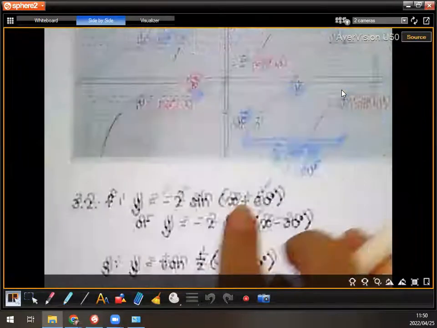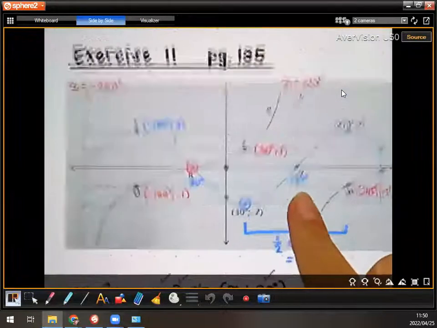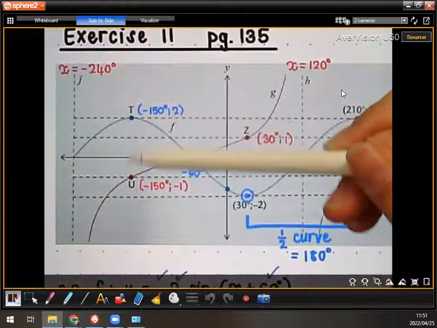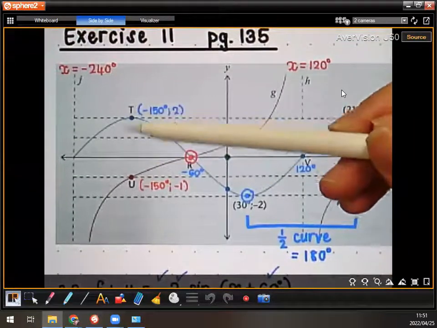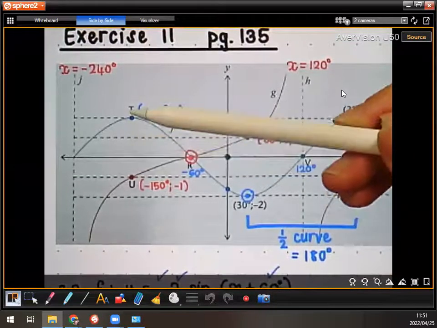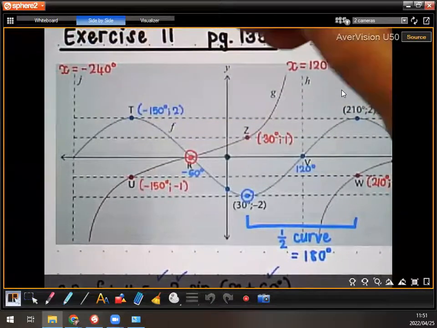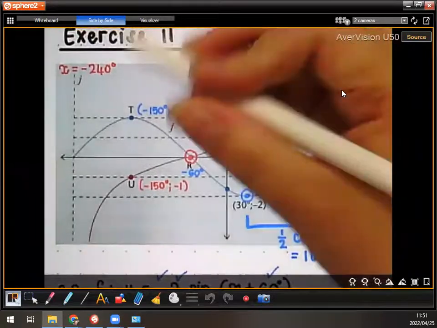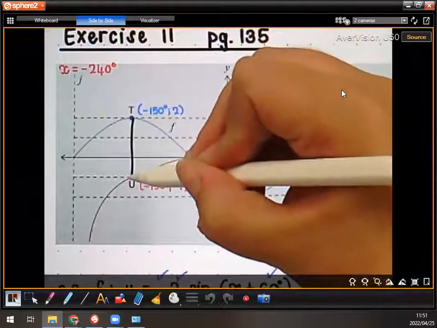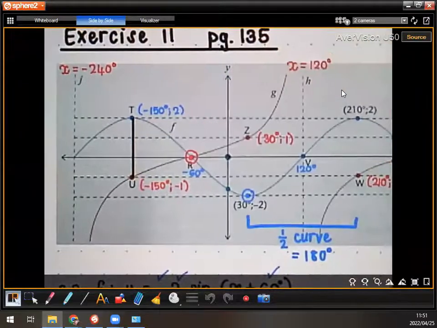All right, guys, the next question was an interesting question. They asked us for the length of TU. Now, TU is not actually drawn in there, but does it make sense that it's from that point to that point? Like if you had a straight line there. See if I can actually draw one in. Okay. That's TU.